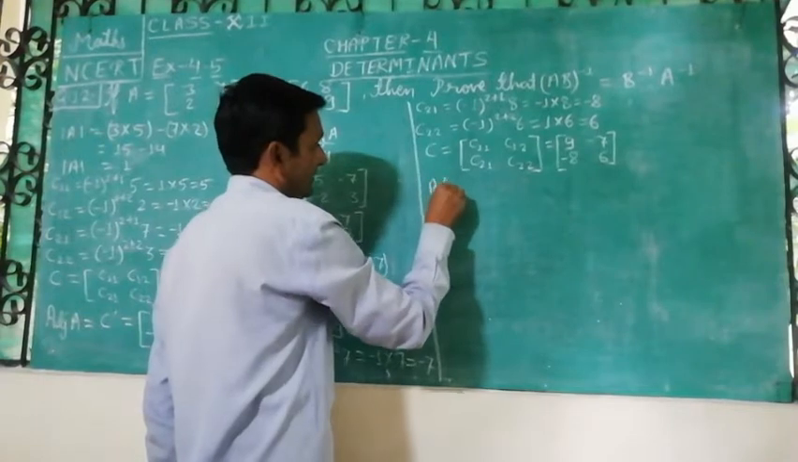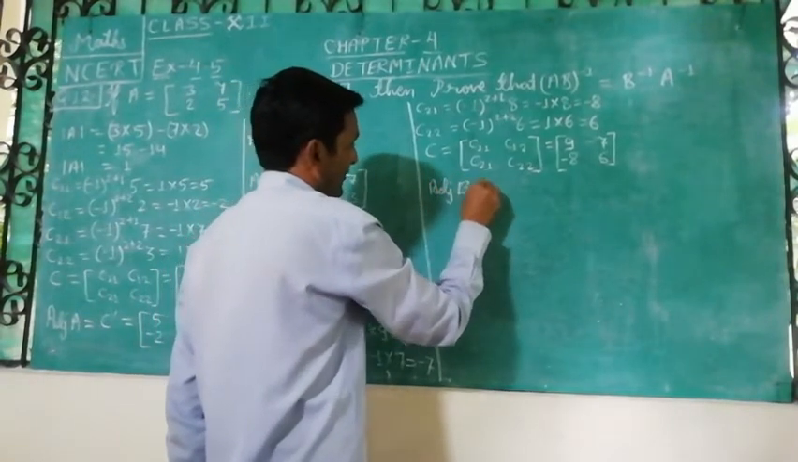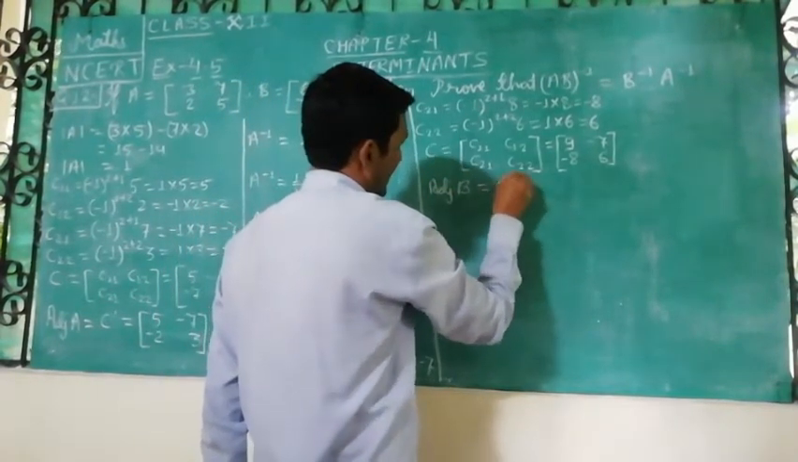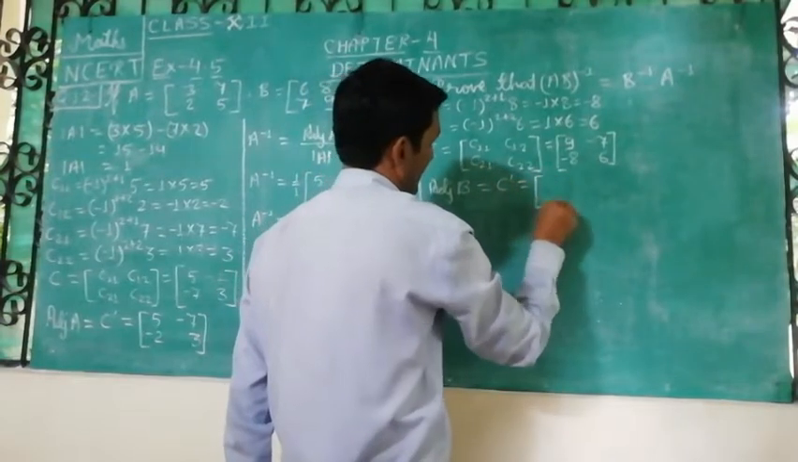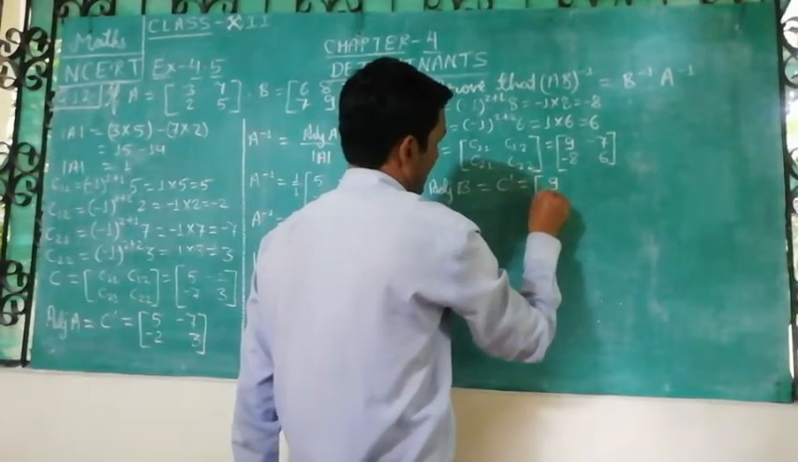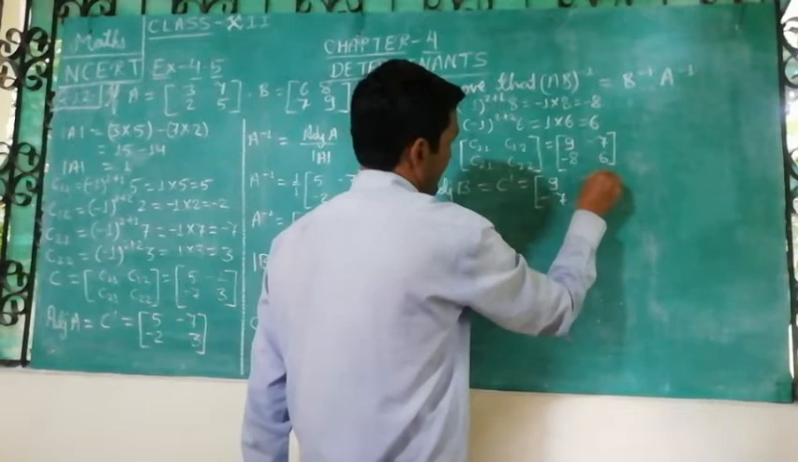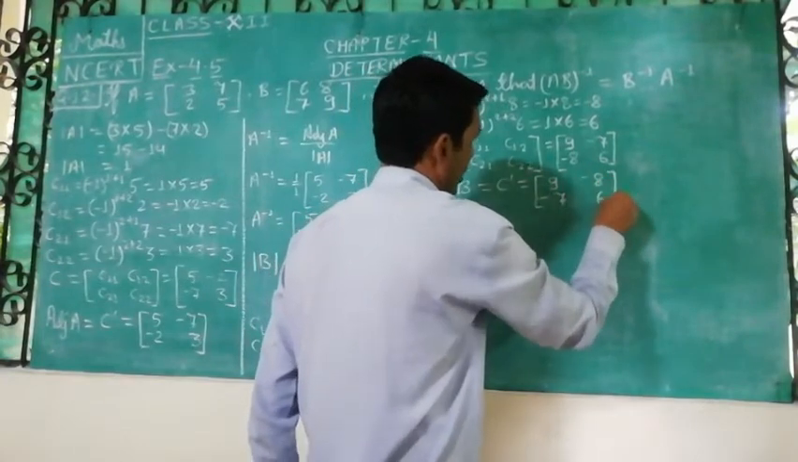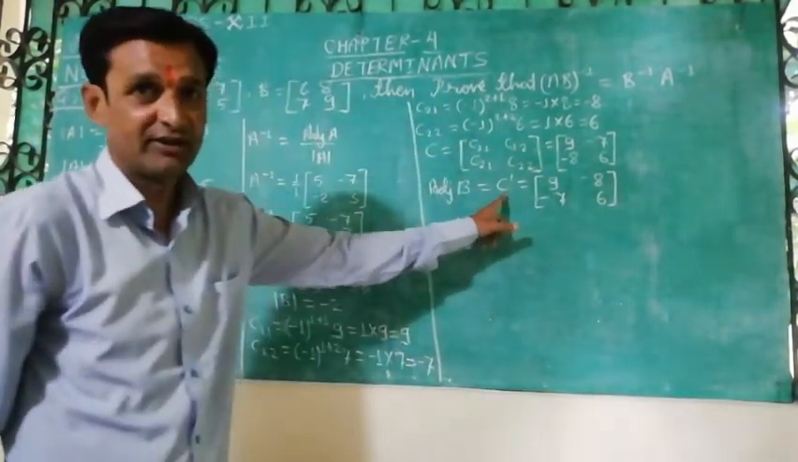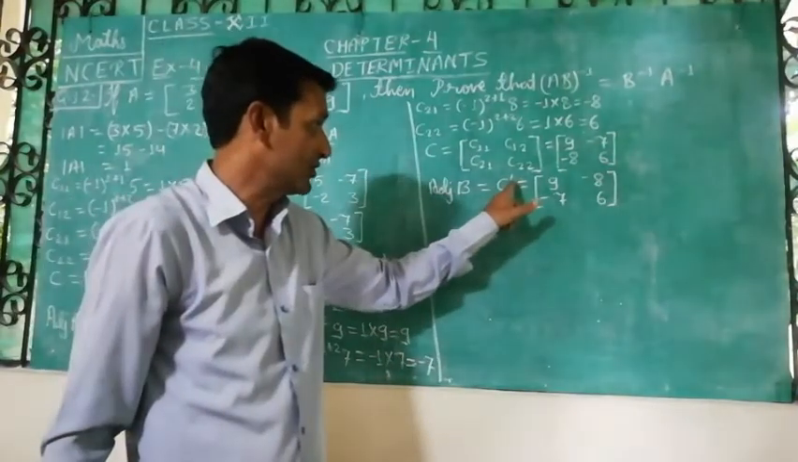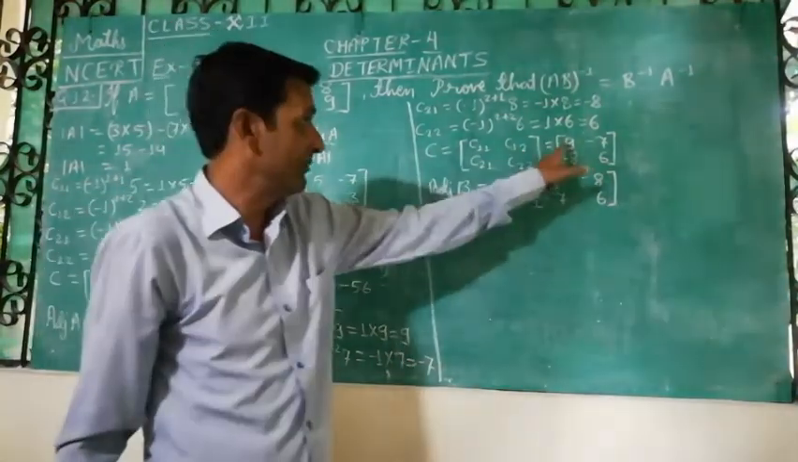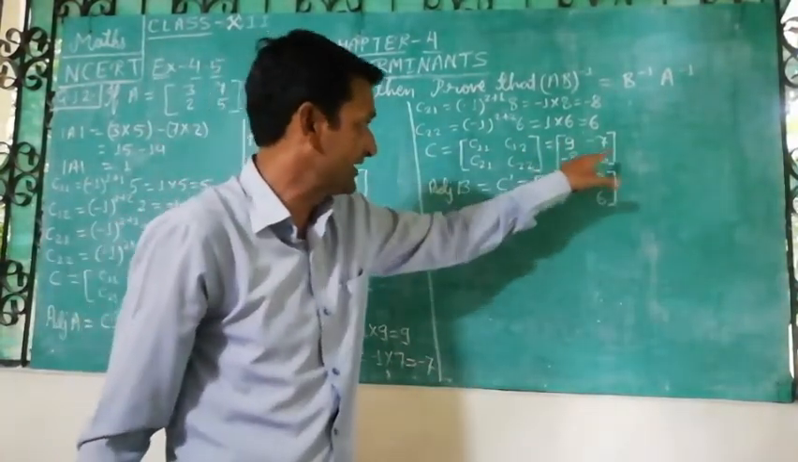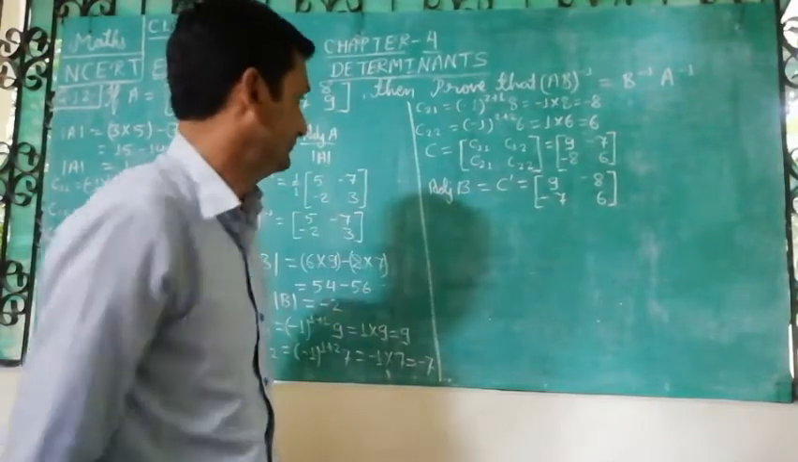Now, adjoint of B is equal to C dash, which is 9 minus 7 and then minus 8 6. Rows are written in columns. That is called transpose, sorry, not adjoint. So the transpose of C will be 9 minus 7 here and minus 8 6 will be in this column.